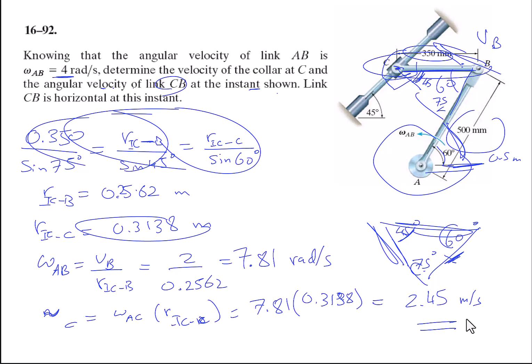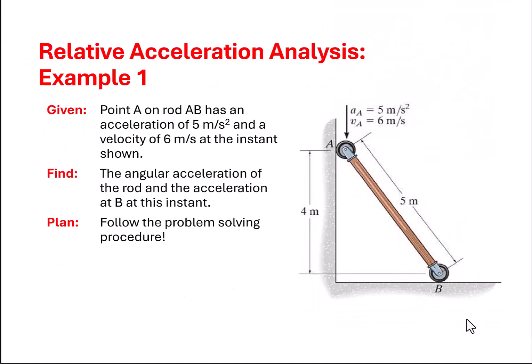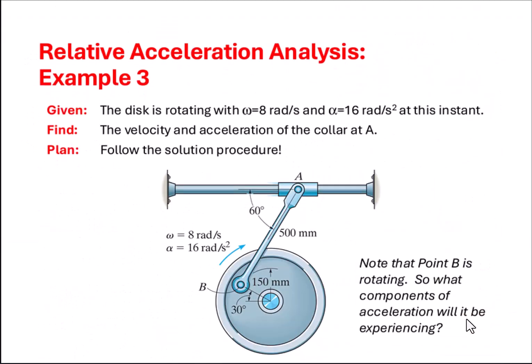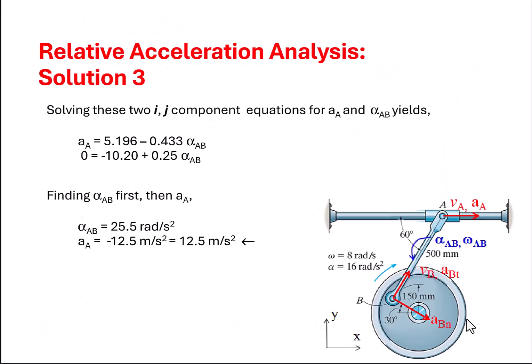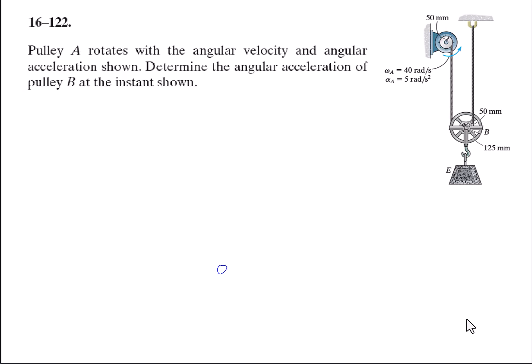Let's do one more about relative accelerations. So we did velocities. We have a pulley A that rotates with a constant angular velocity and a constant angular acceleration at that instant at given values, and we want to determine the instantaneous angular acceleration of this pulley B.